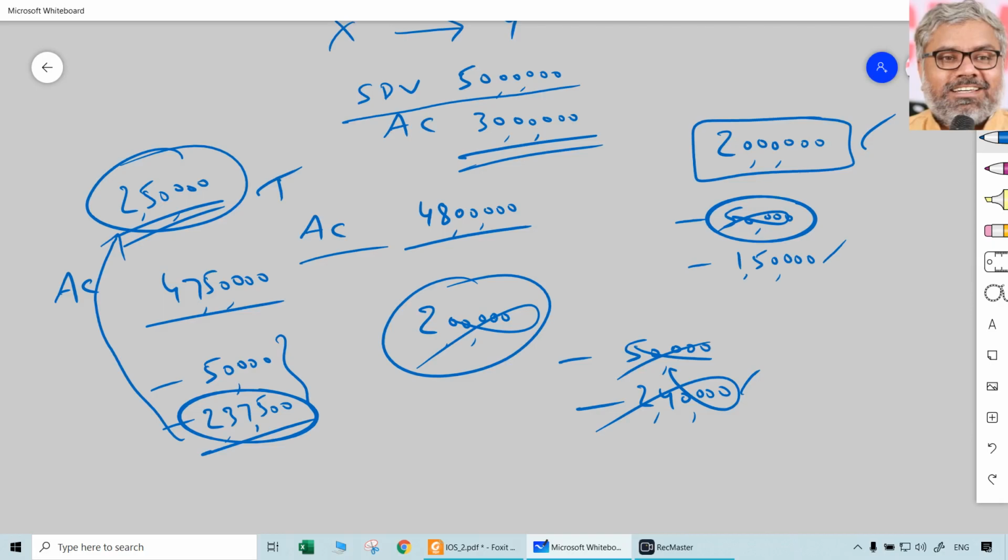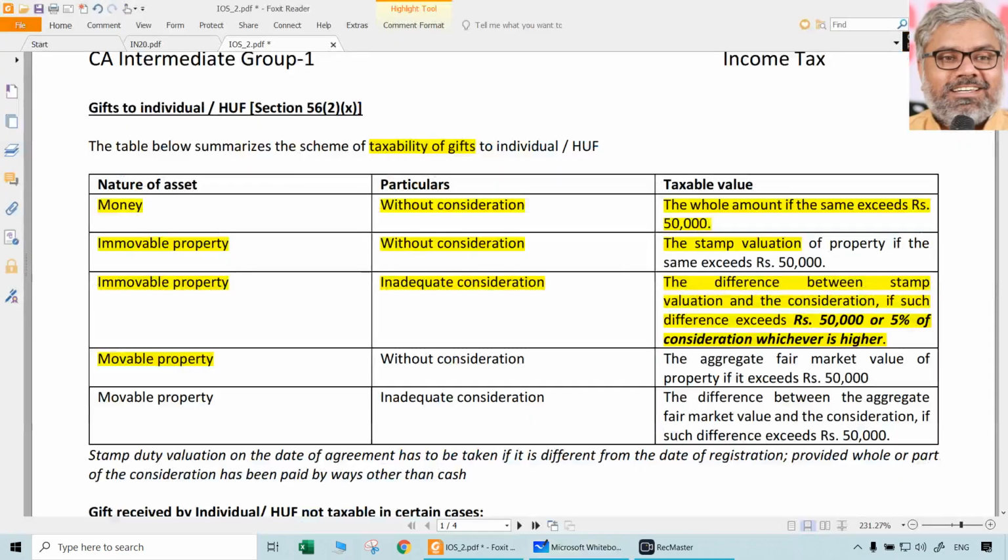If the actual consideration was 48 lakhs, as we observed just now, nothing was taxable in the hands of the recipient. So it is either full or nil. That is the type of situation, particularly when it is a gift. It will not be that this much is taxable and the remaining is not. Either it is fully taxable or it is not taxable completely.